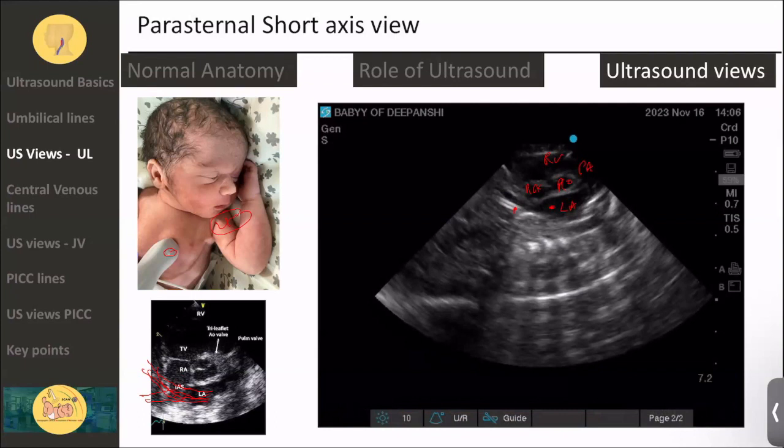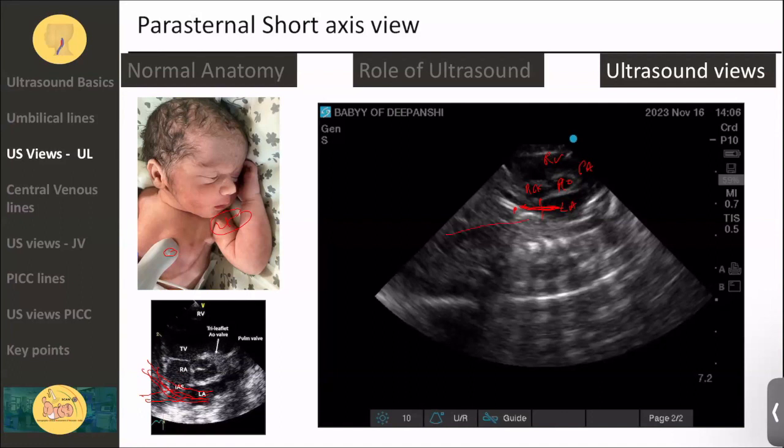We need to push it up. So remember that it doesn't come into the RA, it goes through this portion of the RA, and if it is pushed in further, it goes through the interatrial septum, through the PFO, and enters the LA. It doesn't go into the RV. Remember that. Sometimes on the X-ray, when the line is too deep, we say the line is in the RV. No, it's not in the RV. It goes this way and into the LA. So the course is very important.